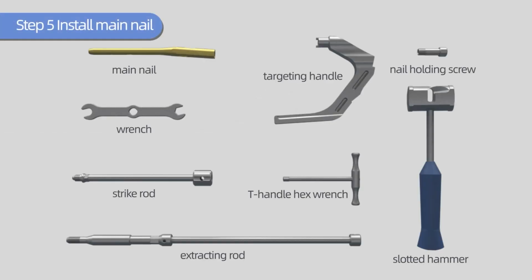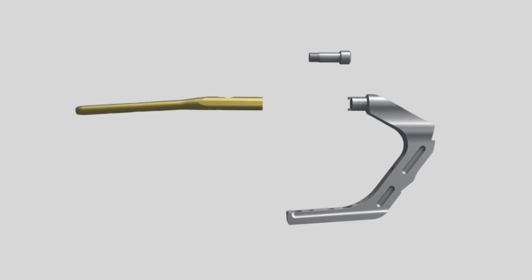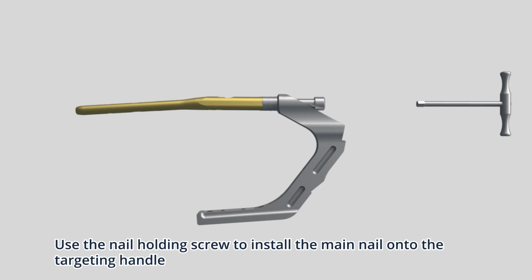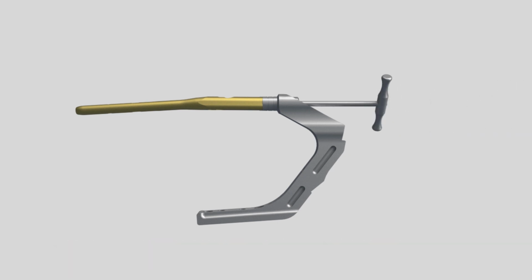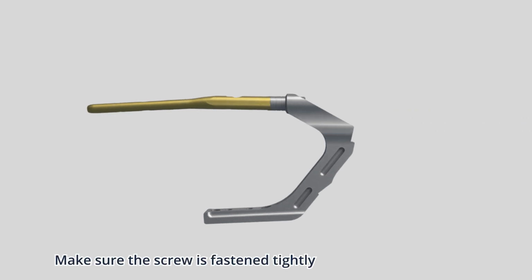Step 5. Install the main nail. Select appropriate length for the intramedullary nail. Use the nail holding screw to install the main nail onto the targeting handle. Fasten the screw with a T-handle hex wrench. Make sure the screw is fastened tightly.